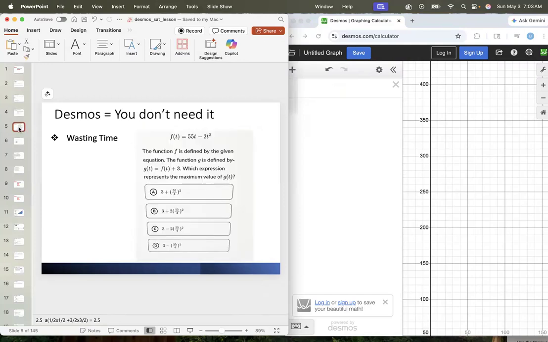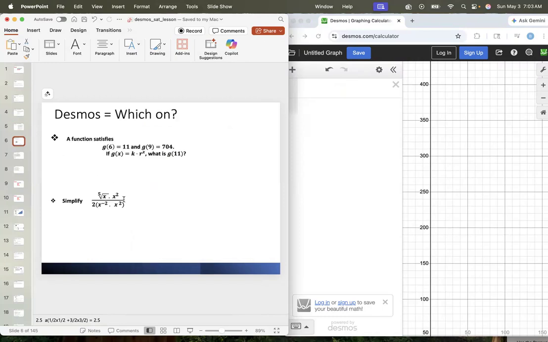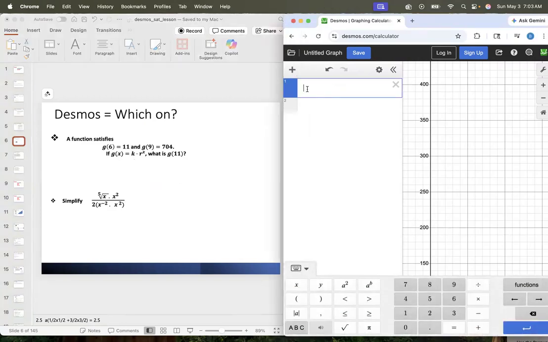The next one is this. This is a classic Desmos question. I want you to use Desmos for this. g of 6 is 11. g of 9 is 7 over 3. They give you the function. They want you to find g of 11. This is a regression, so it's easy to use Desmos, but you can also calculate if you're very fast. I can show you the fast way.